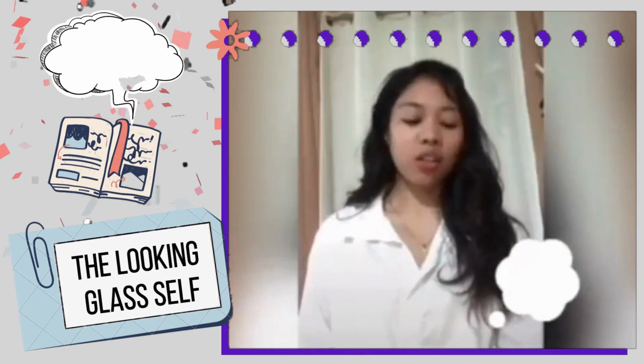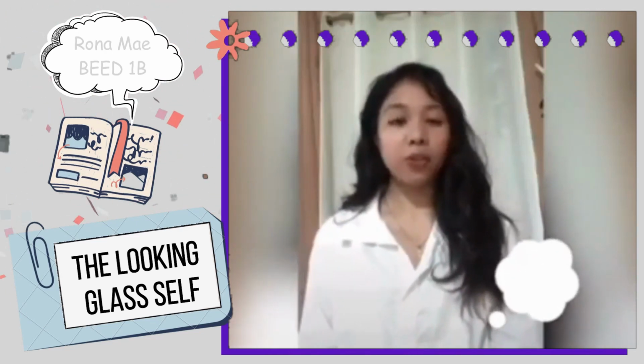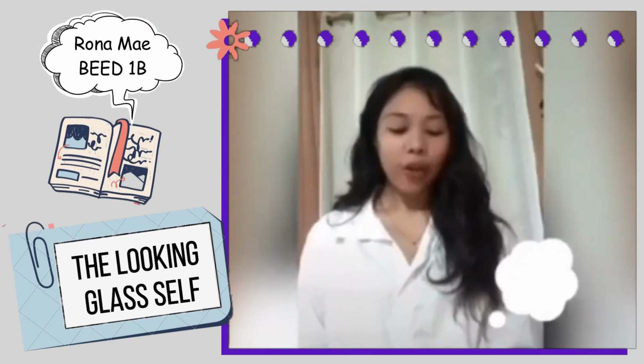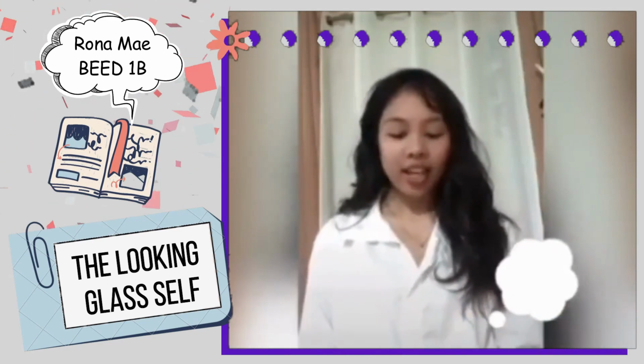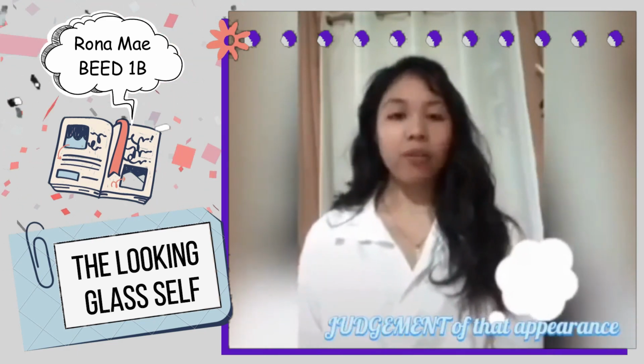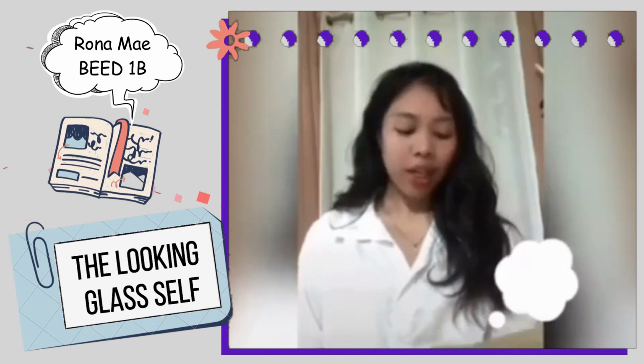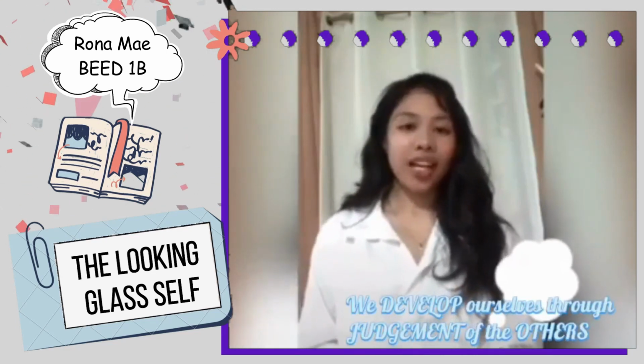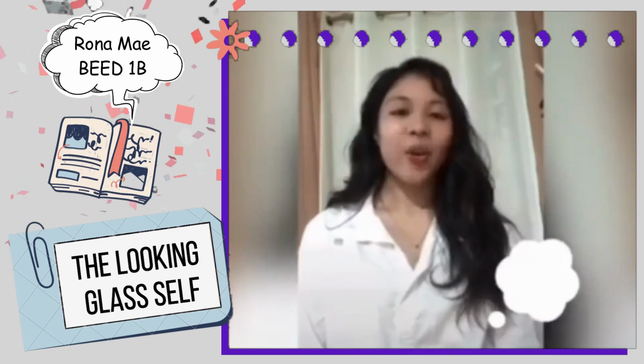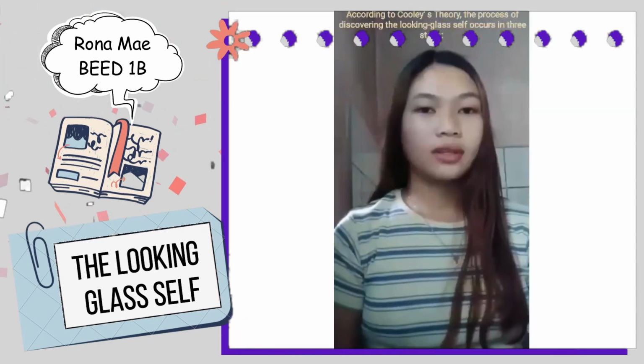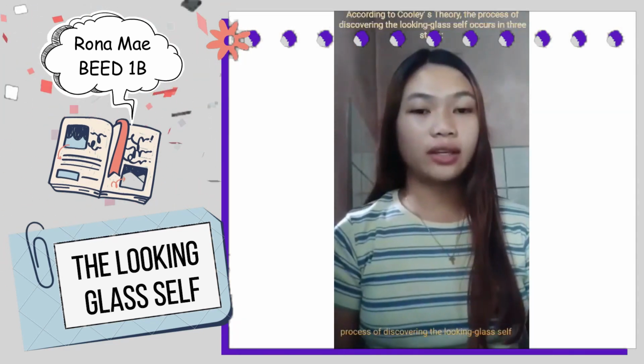Charles Horton Cooley's concept of the looking glass self involves 3 steps. First, we imagine how we must appear to others. Second, we imagine the judgment of that appearance. Finally, number 3, we develop ourselves through the judgment of others. So again, there are 3 steps in the process of discovering the looking glass self.